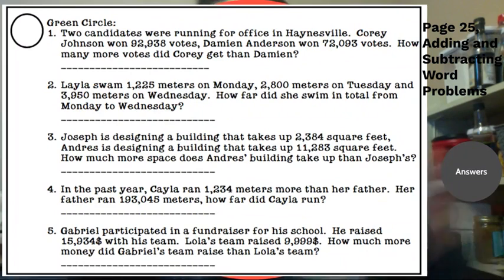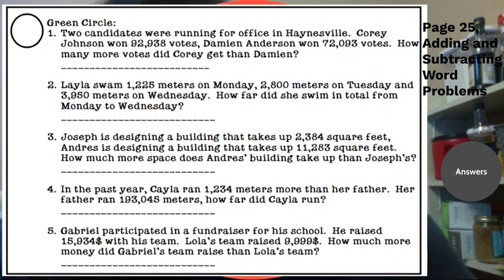So number 2, Layla swam 1,225 meters on Monday, 2,800 meters on Tuesday, and 3,950 meters on Wednesday. How far did she swim in total from Monday to Wednesday? So remember, total is a keyword for addition.